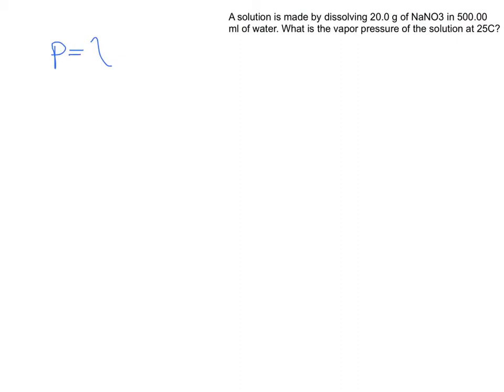Alright, so we're dealing with Raoult's Law, so the vapor pressure of the solution is going to be equal to the mole fraction of the solvent times the vapor pressure of pure solvent. And this is water, so my vapor pressure of pure water at 25 degrees is about 23.8 torr.